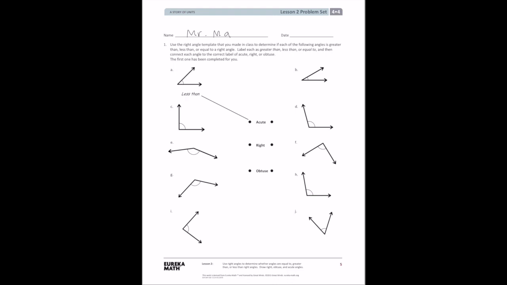Use the right angle template in number one that you made in class, so at home, to determine if each of the following angles is greater than, less than, or equal to a right angle. Label each as greater than, less than, or equal to. Then connect each angle to the correct label of acute, right, or obtuse, as you can see in the center of the page here. The first one is already done for you.